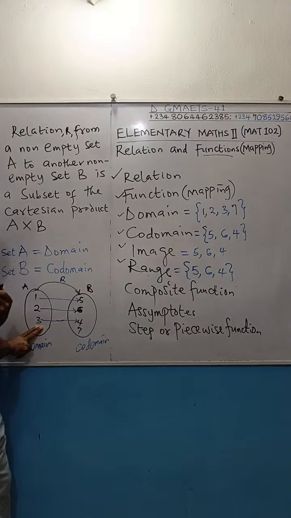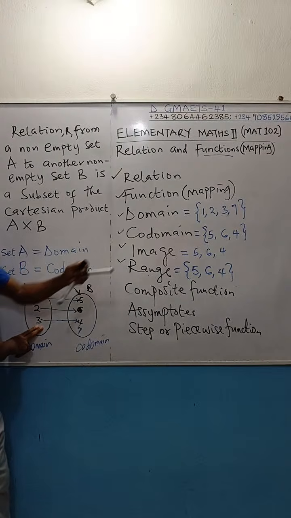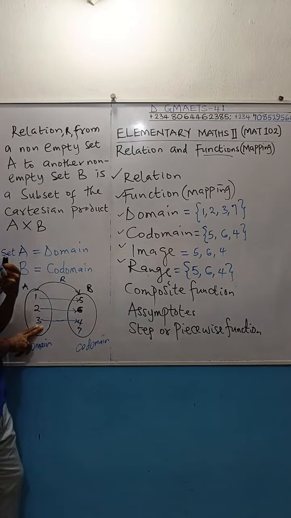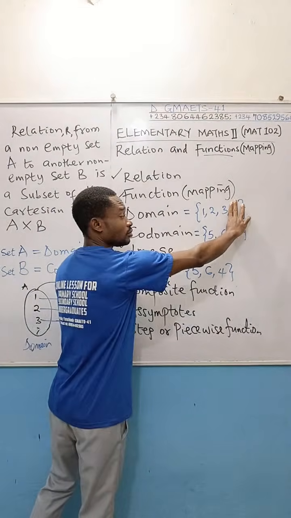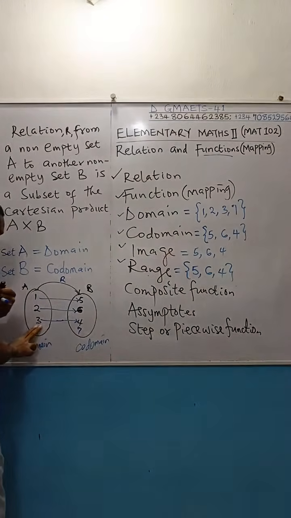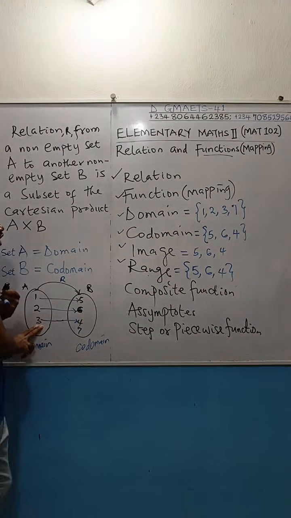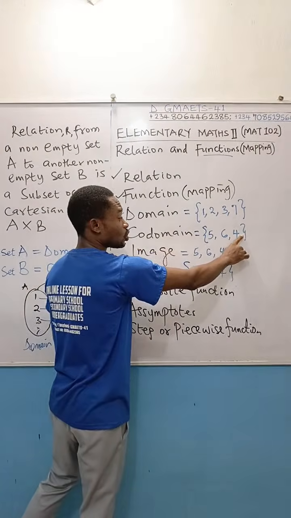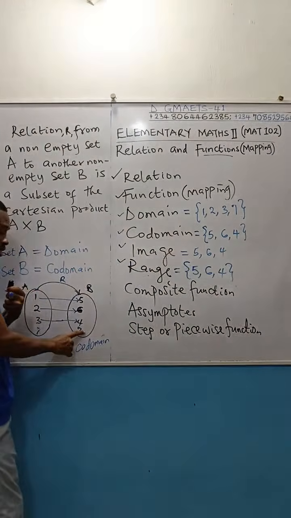The domain is all these elements, the set of the elements A, which include 1, 2, 3. So the domain still remains 1, 2, 3 without 7, which means I'm going to remove this 7. If at all there is no 7 here, then what will be the codomain? The codomain will be all the elements in set B: 5, 6, 4, 7. Which means, as I remove the 7 from here, I am going to include the 7 here because you are seeing 7 in the codomain.